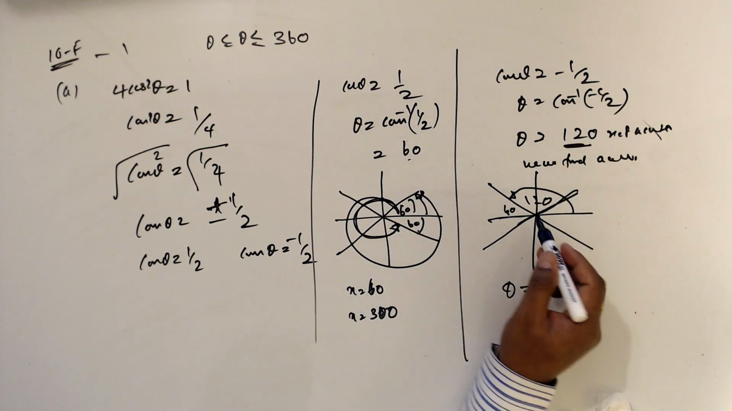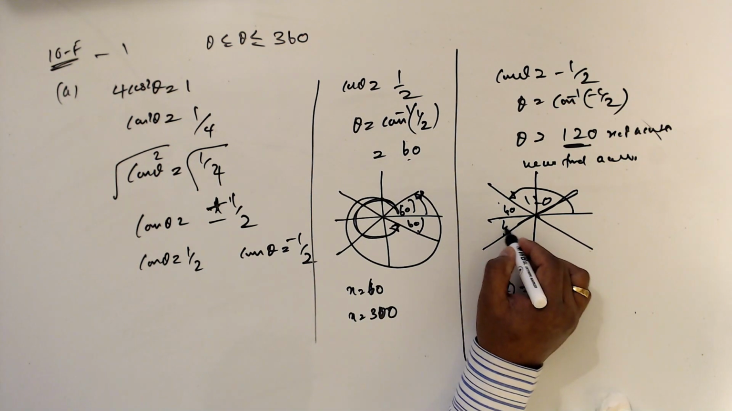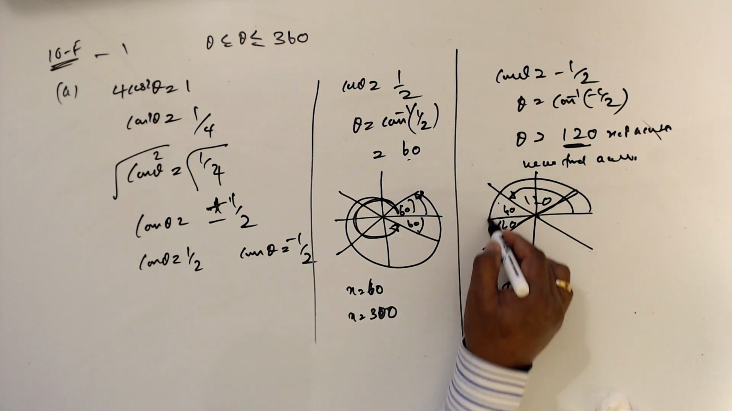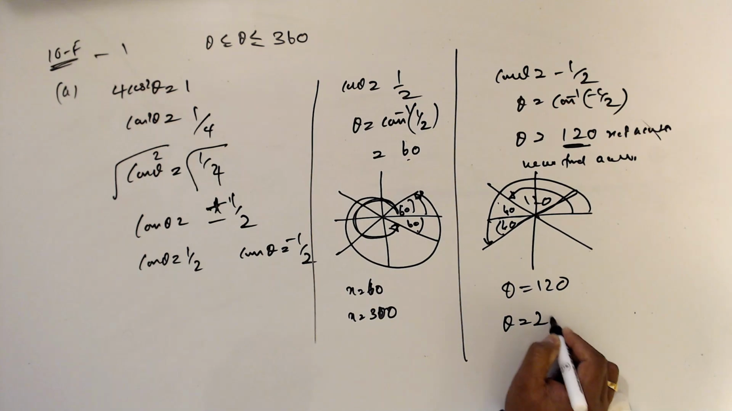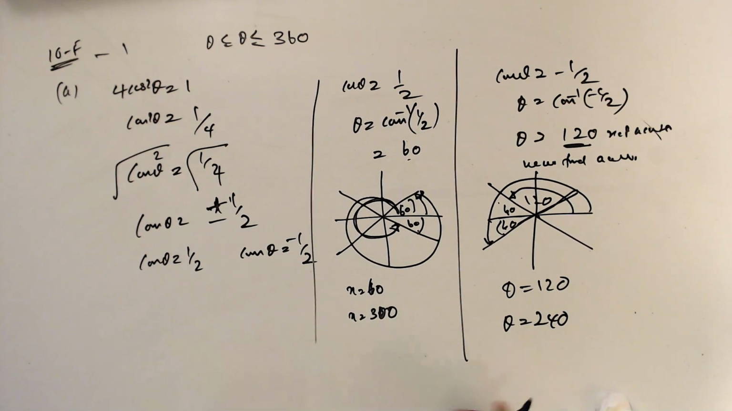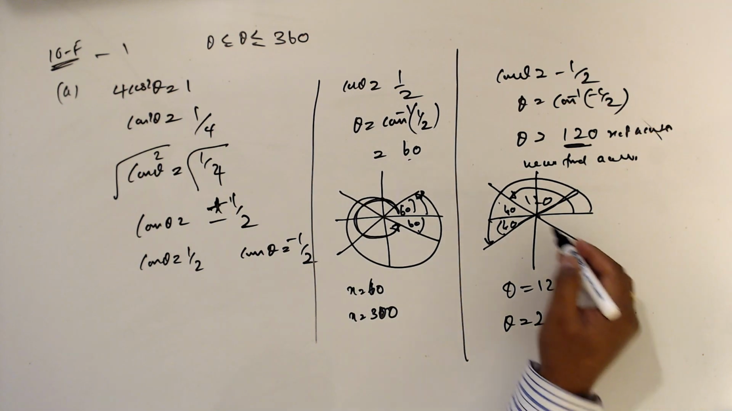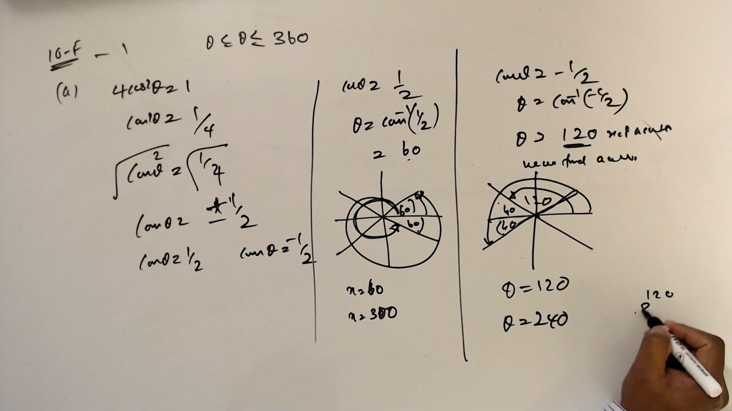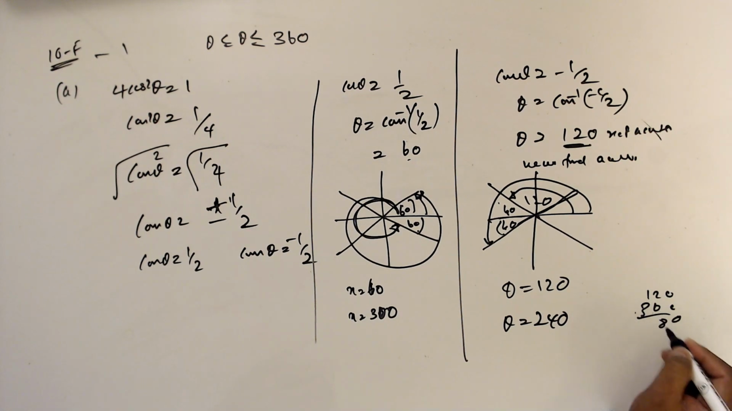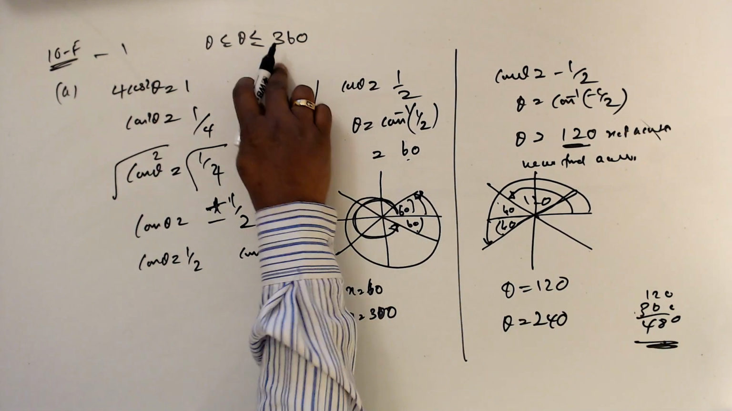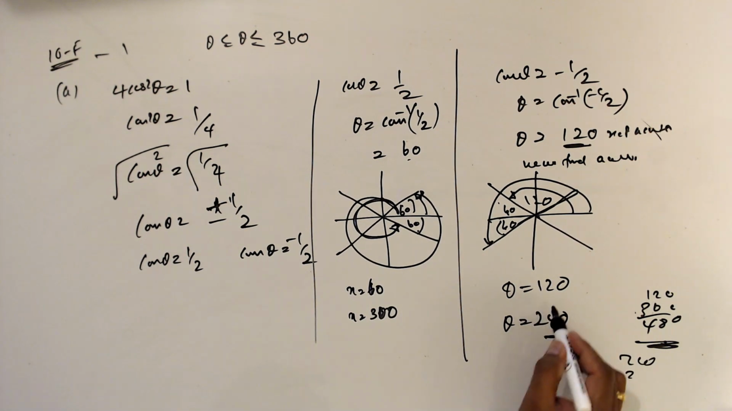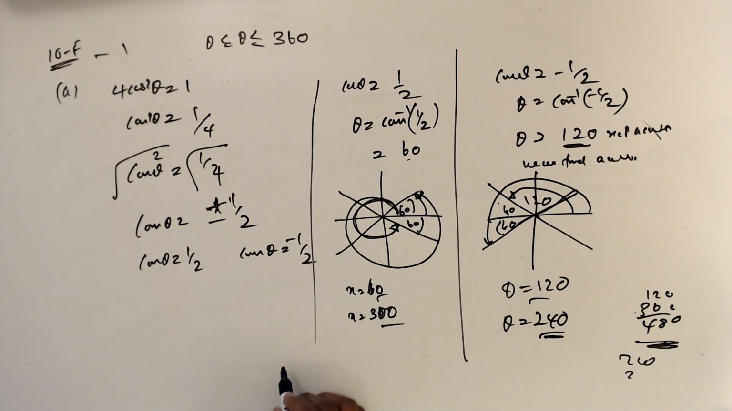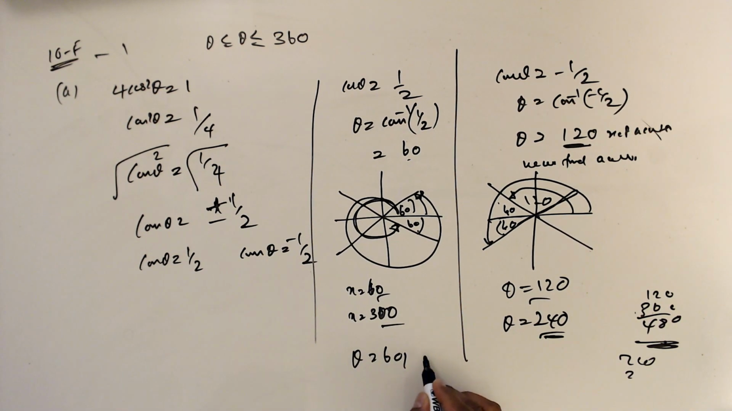Now cos is negative in the second and third quadrants. So this is 60, and the other angle is this one, 180 plus 60, 240. When you add 360 to get the other angle, this is 480, more than 360. Then definitely this is also more than 360 when you add 360. Now only four angles there. What are they? Theta equals 60, 120, 240 and 300.